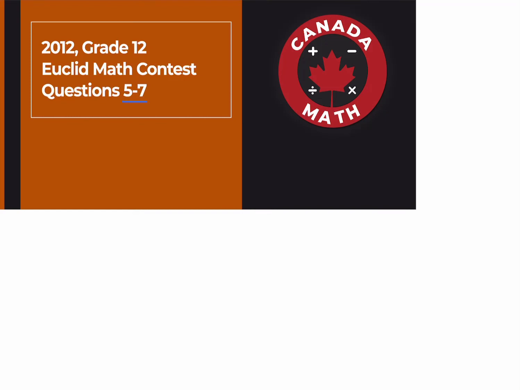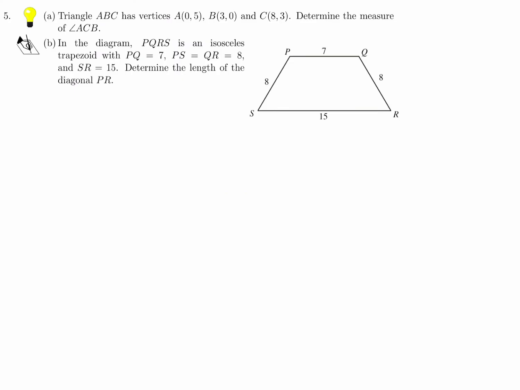Questions 5 through 7 on the 2012 grade 12 Euclid math contest. Triangle ABC has vertices (0, 5), (3, 0), and (8, 3). Determine the measure of angle ACB.